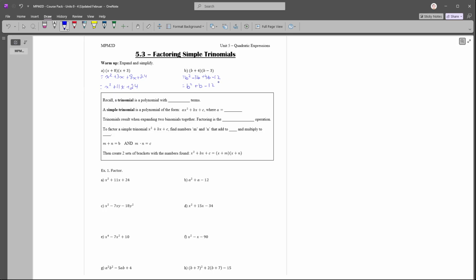So this is what we learned a couple days ago. And you're like, why are you showing us this right now? Well, let's see where this is actually going. First of all, let's talk about what a trinomial is. We know a trinomial is a polynomial with 3 terms, okay?